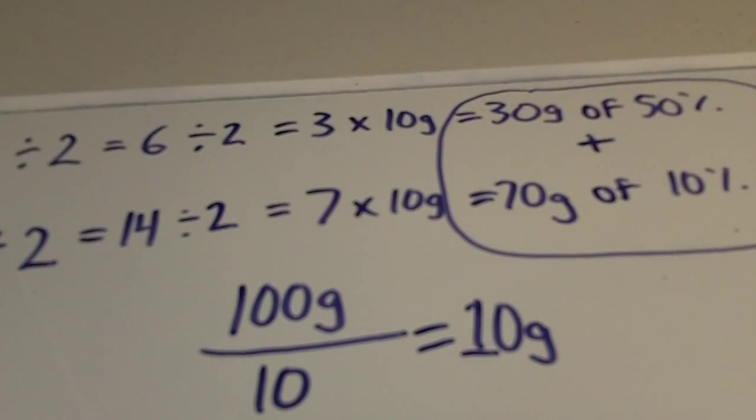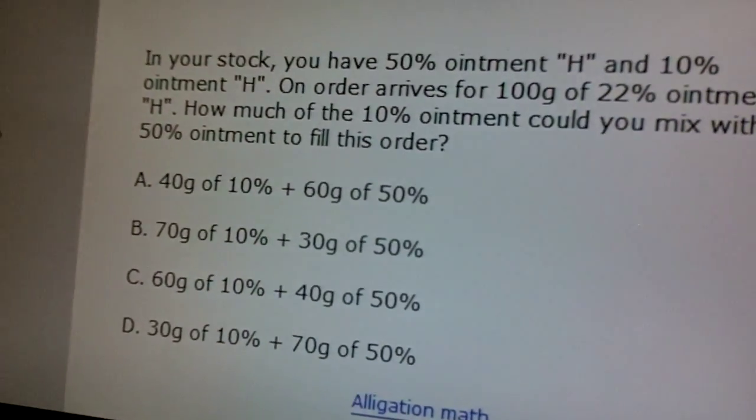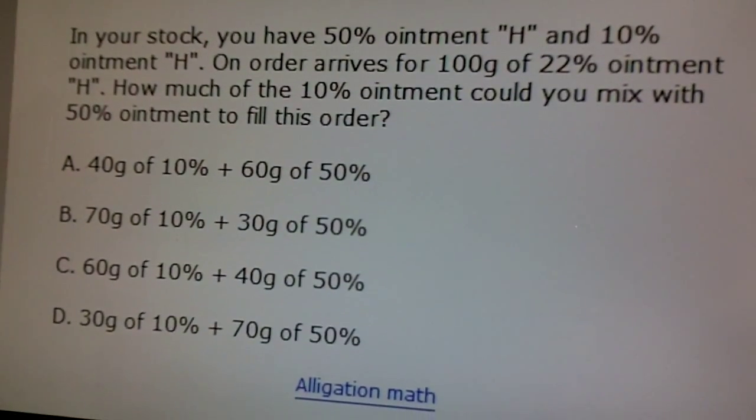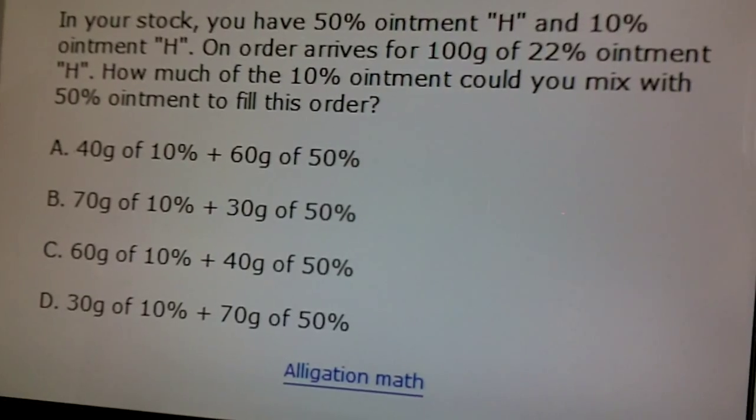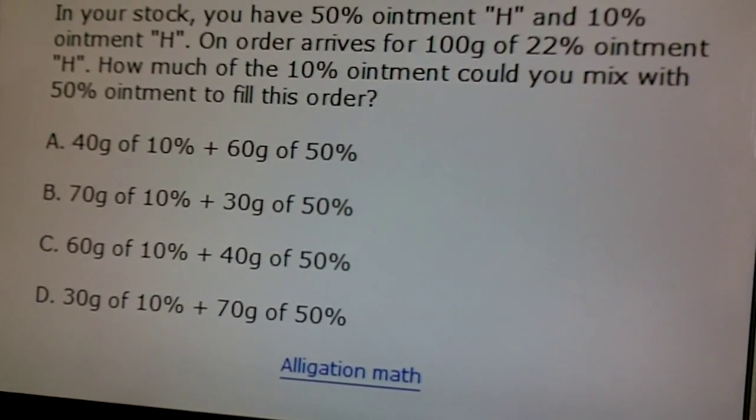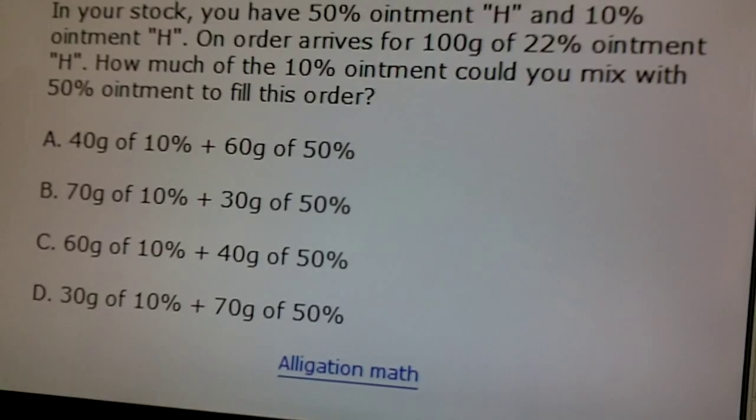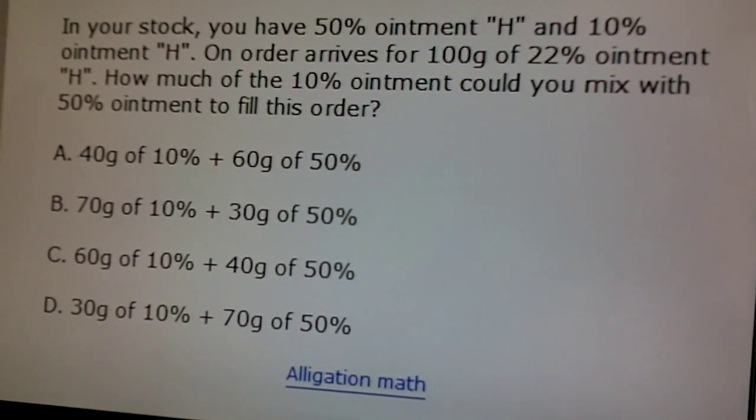Let's look back at the question and see which one of the choices corresponds with our answer. It looks like B, 70 grams of 10% and 30 grams of 50%, matches the answer that we got. So the answer is B.